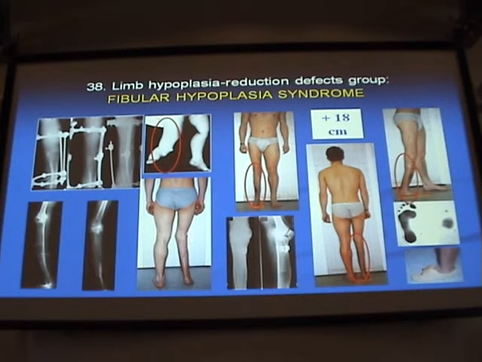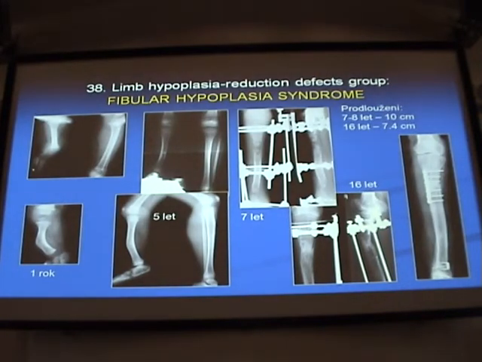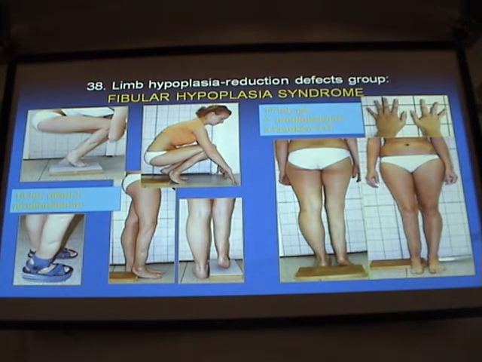Later we corrected the valgosity of the proximal tibia. This is the result in an adult patient. This is the next patient with both-side affection. The right shank was lengthened in two sessions. And you see the result of treatment at 17 years of age.